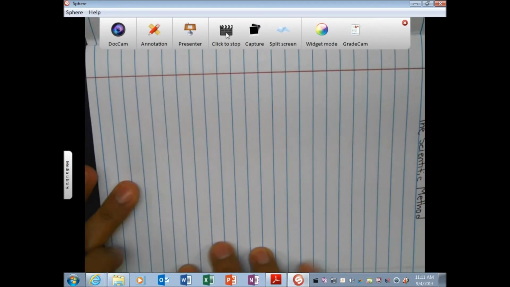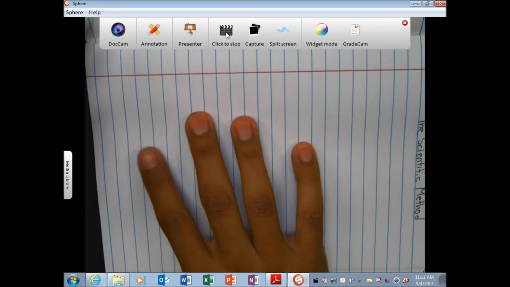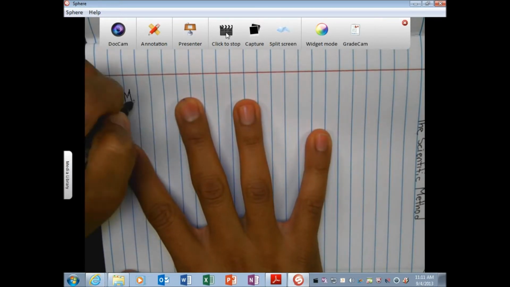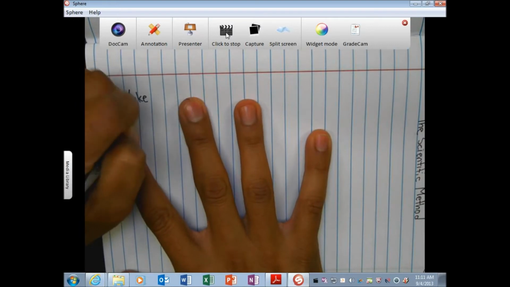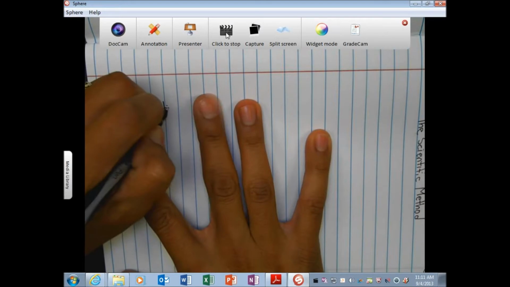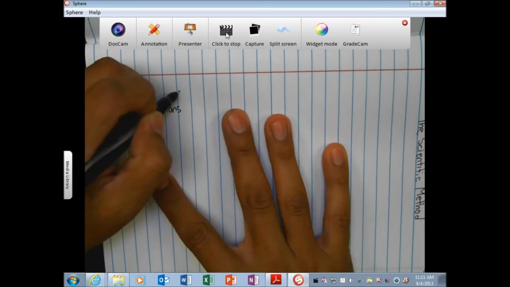And the first step that triggers the scientific method is making an observation. So I'm going to write make observations, just as you should. And I'm going to box that in.